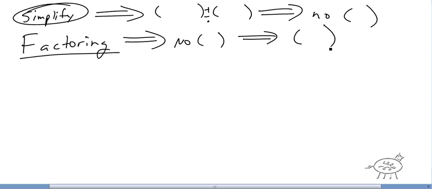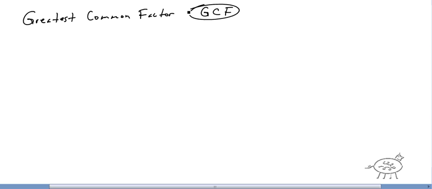What factoring means is we're going to break things up a little bit to simplify things. Today's topic is called greatest common factor, abbreviated as GCF. We use those three letters a lot, GCF. Let me start out with what a greatest common factor is.